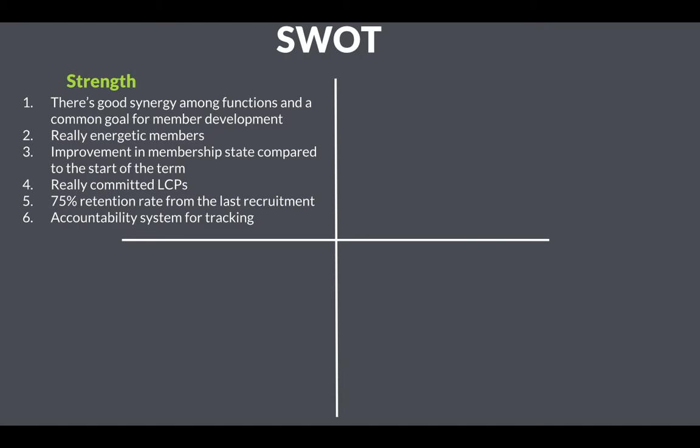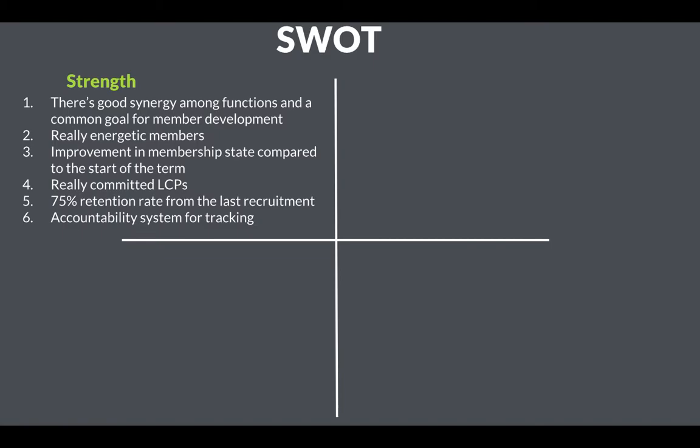So there's that synergy. And then we have really energetic members, really enthusiastic for their roles in AIESEC. Another strength is an improvement in our membership state compared to the way we started the term. We started the term with very few members in the LCs, and that was why, like I mentioned earlier, the first recruitment we did was a full MC project. Right now we have a better membership state compared to the start of the term.